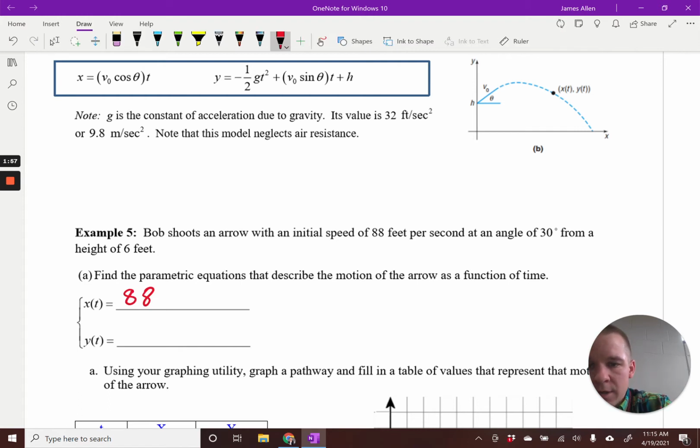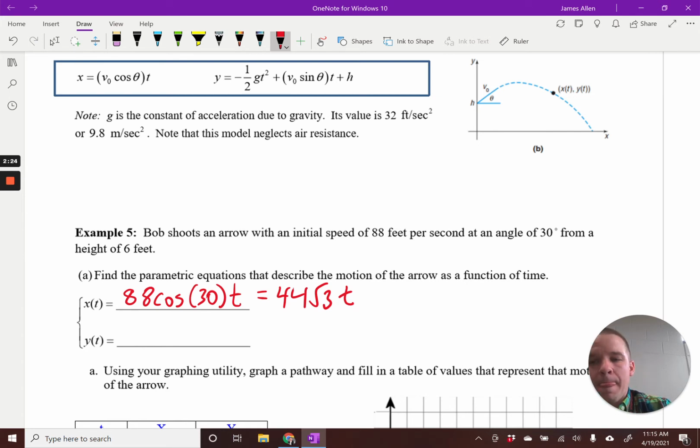So I'd have 88 cosine of, it's a 30-degree angle, t. Boom. Donezo with that one for now. Or actually, you know what we could do? Cosine of 30, that's √3/2. So I could make this 88 over 2 is 44. So we could say 44√3t. All right, get rid of the cosine, just evaluate it right off the bat. I like it. I like it a lot.